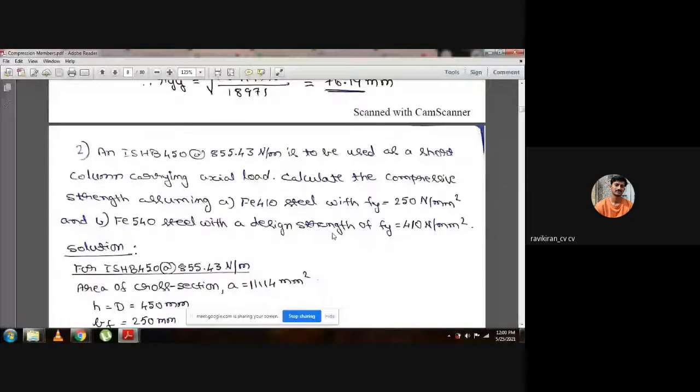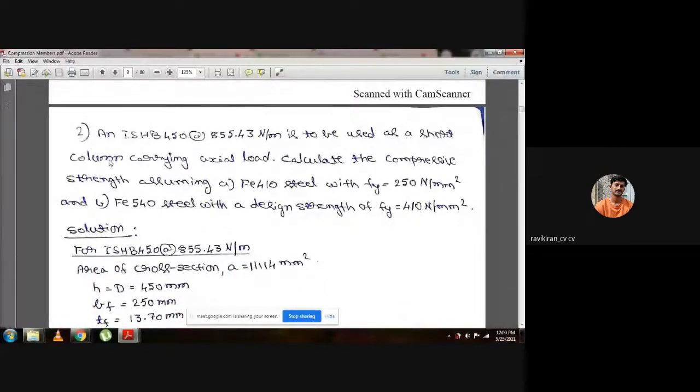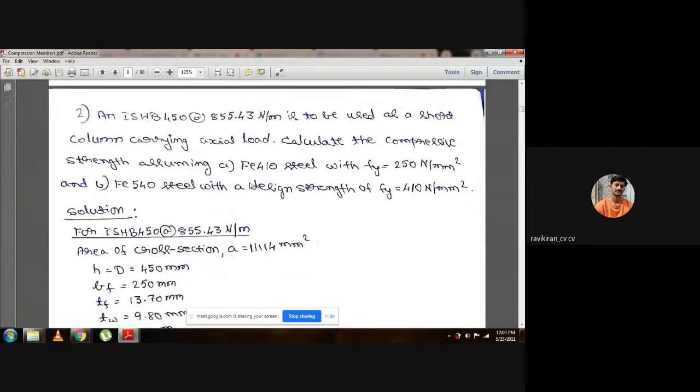Let us move on to the second problem. An ISHB 450 at 855.43 Newton per meter is to be used as a short column carrying axial load. Calculate the compressive strength assuming Fe 410 steel with Fy 250 Newton per mm square. For the present moment, let us consider only part A, that is Fe 410 steel with Fy 250 Newton per mm square.